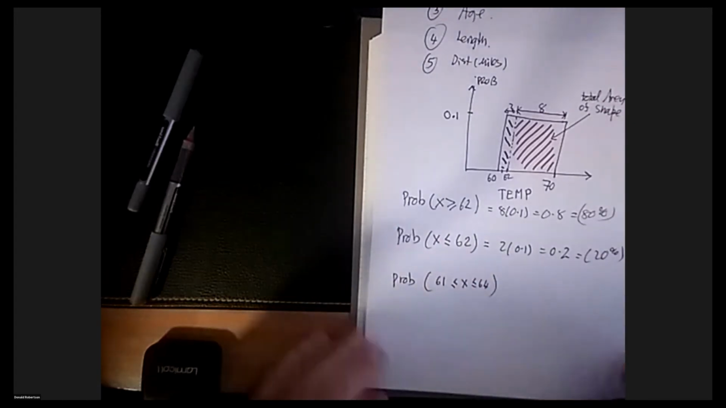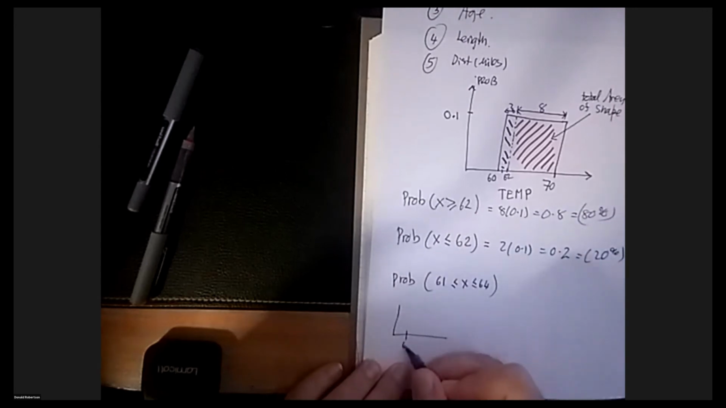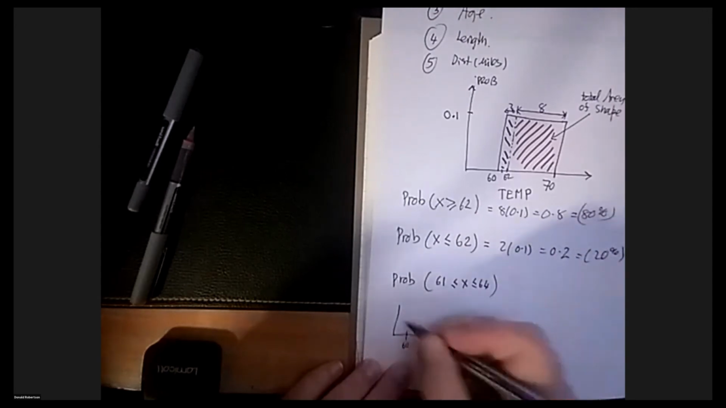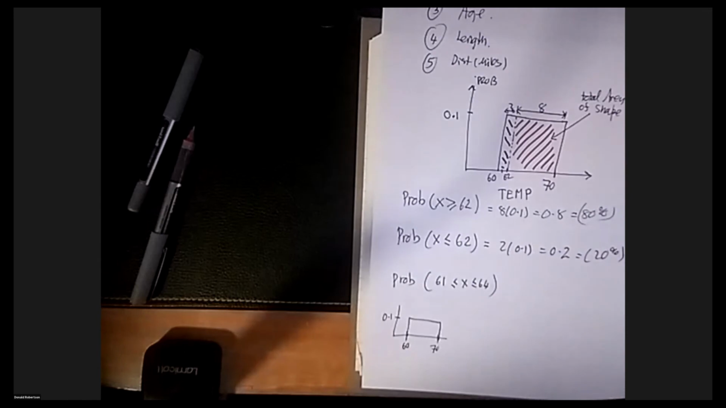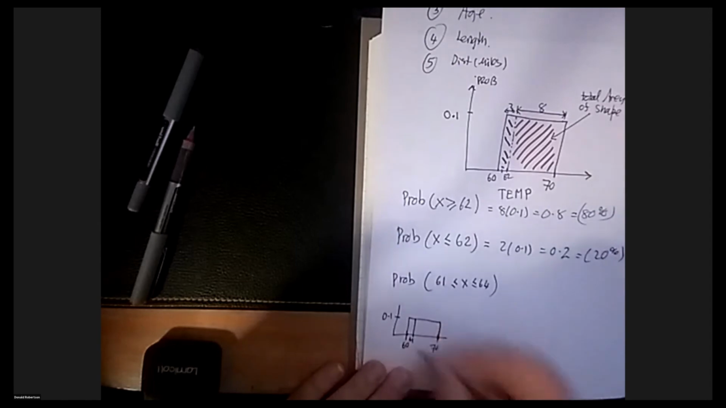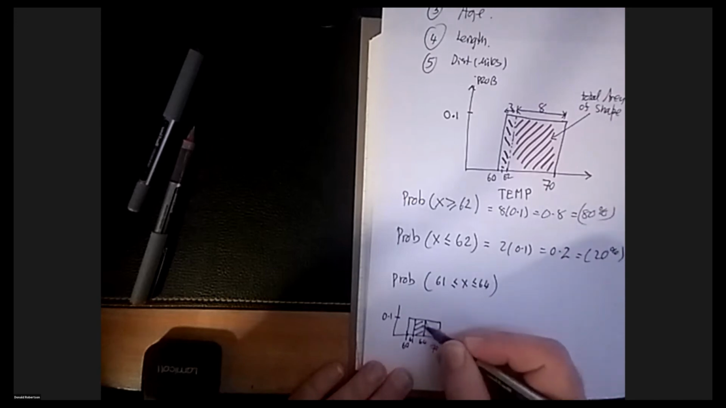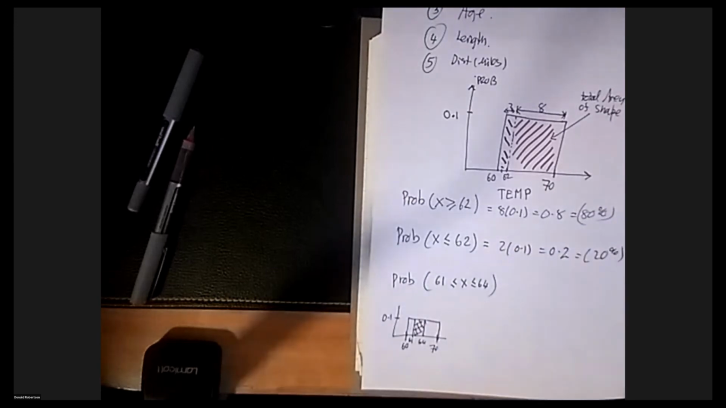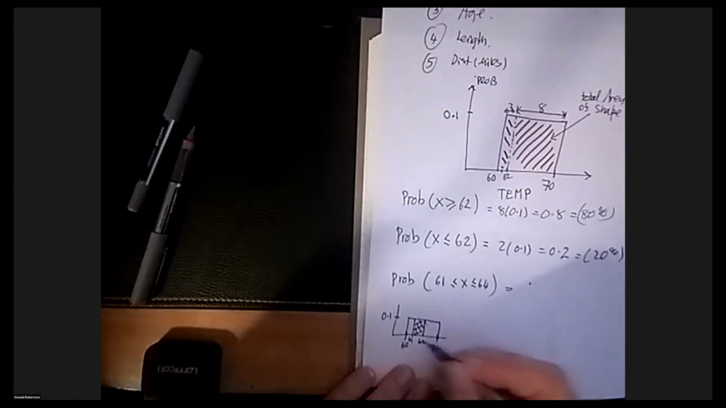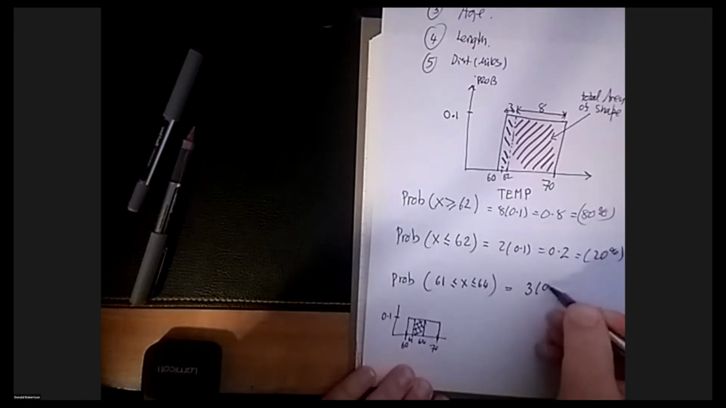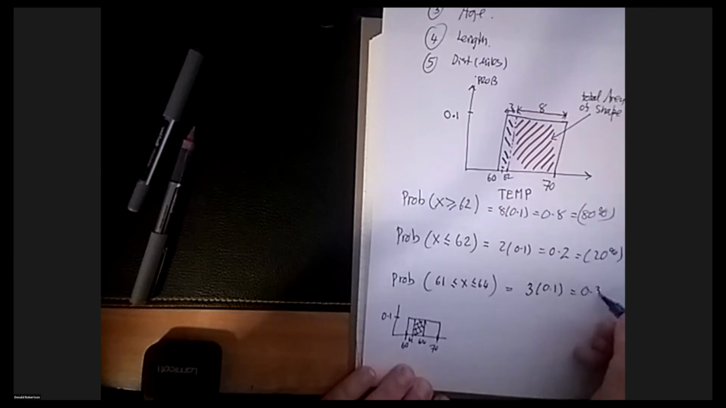Well, let's look at my little picture here. Do another version of it here. There's 60. There's 70. There's the 0.1. That's the whole cake, right? The area of 1. Now, if I want to do a 61, let's say it starts there. If I want to do a 64, let's say it finishes there. Can you see the piece of the cake? Now, if you want to get the area of that piece of the cake, can you see that 61 to 64 gets me 3 times the height of that cake? 0.3, 30%.